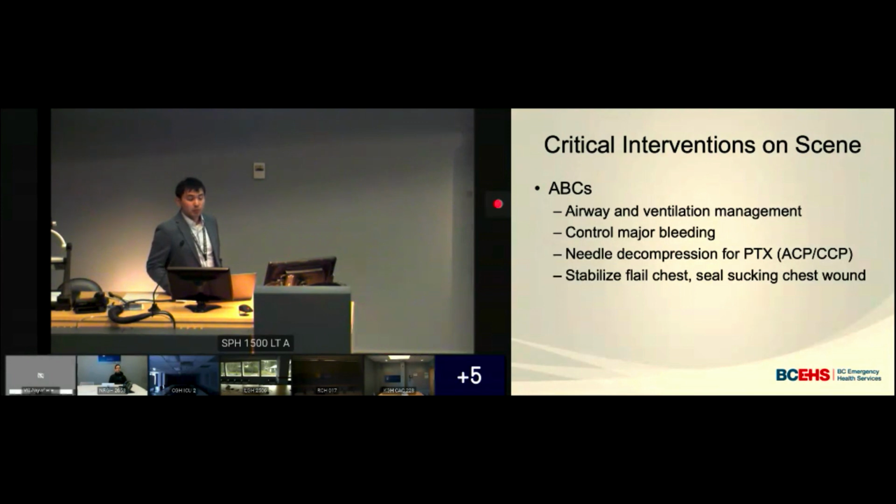So I just want to quickly touch on critical interventions. Now, these are things that you want to do immediately for the patient at scene. So if they need an airway or a ventilation intervention, that needs to be done right away. If there's major bleeding, so there's an arterial bleed, that needs to be controlled right away. If you're an ACP or a CCP, if you suspect tension pneumothorax and you need to decompress the chest, that happens right away. If there's a flail chest or a sucking chest wound, that needs to be sealed and stabilized.